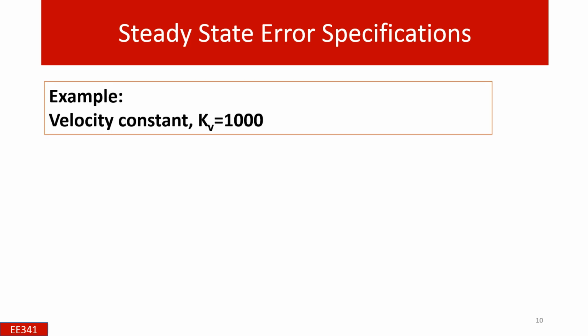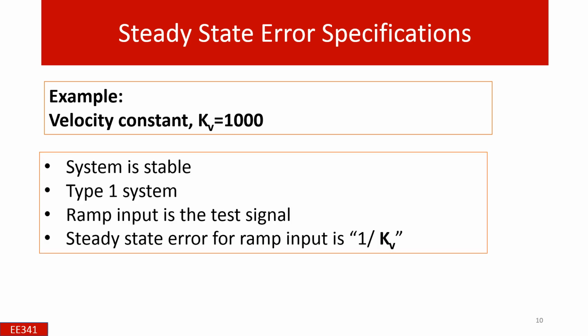For example, if the velocity constant is 1000 is given, it means first of all we can guess the system is stable, and if the velocity constant is given, then definitely it is a type 1 system. There is one pole at the origin, and the test signal for this situation is the ramp input. If we want to find the steady state error from the given velocity constant, just take the reciprocal of this one.